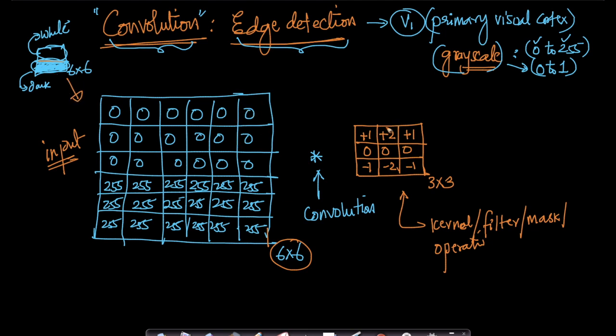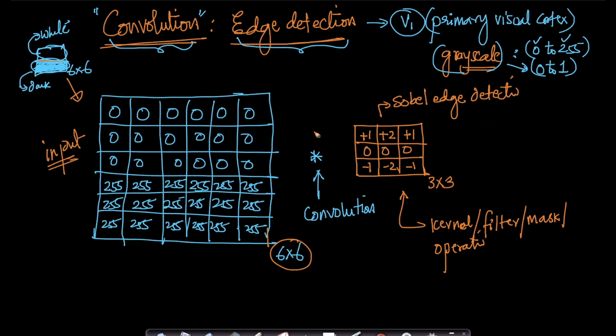Now, given this kernel or this filter, there is a special name for it. It's called the Sobel edge detector. This 3 by 3 matrix in image processing is called the Sobel edge detector. To be more precise, it's called the Sobel horizontal edge detector. Let's see what it does. That's very, very important.